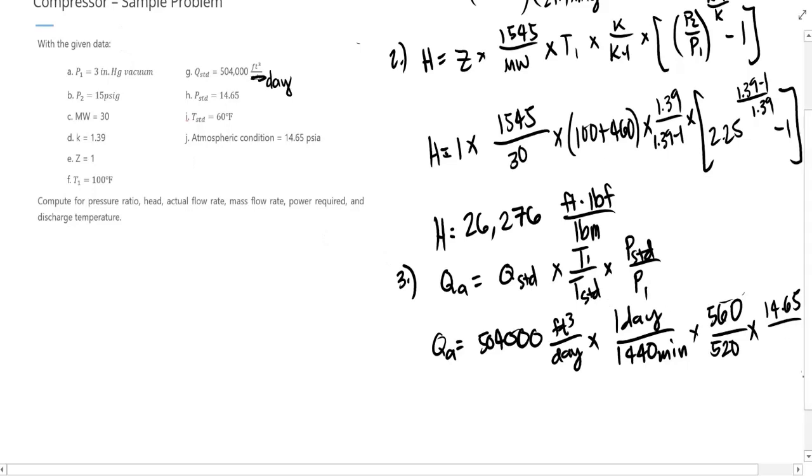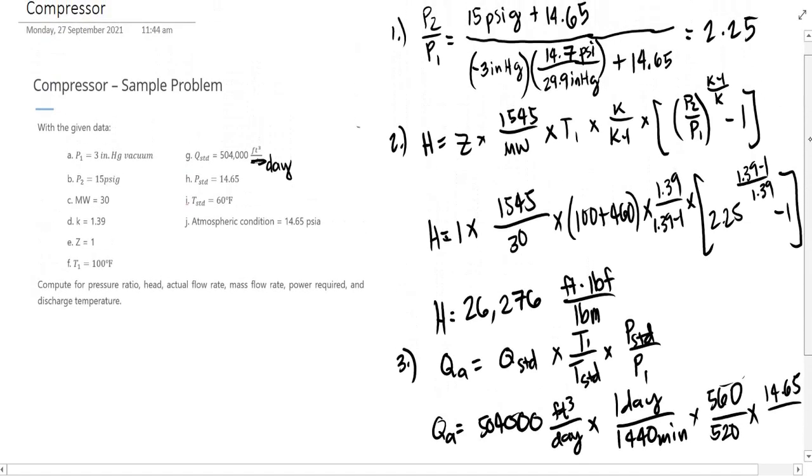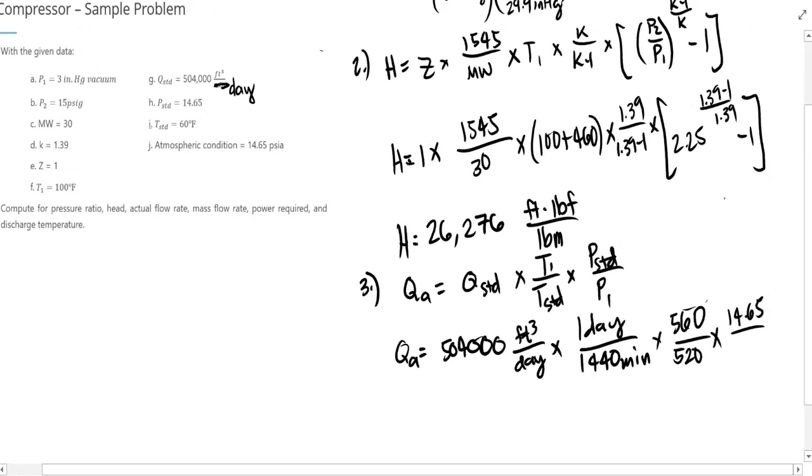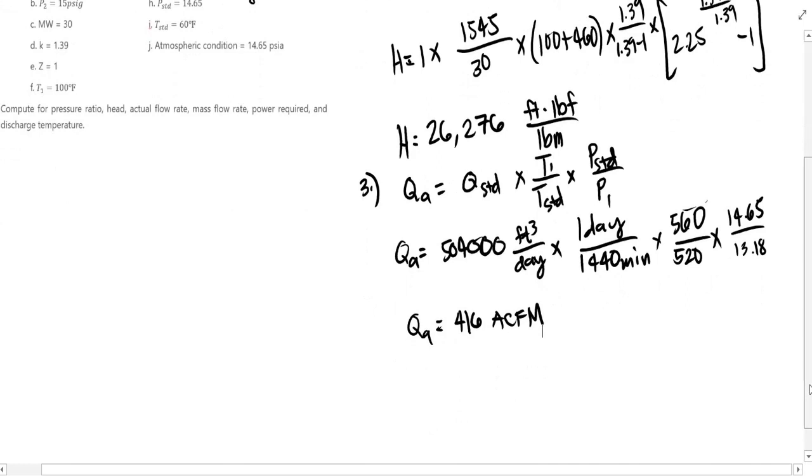Okay, so si P1 ay yung negative 3 inches mercury, that is equal to 13.18 PSIA. 13.18 PSI absolute. So, compute for actual flow rate. So, we have 416 ACFM.